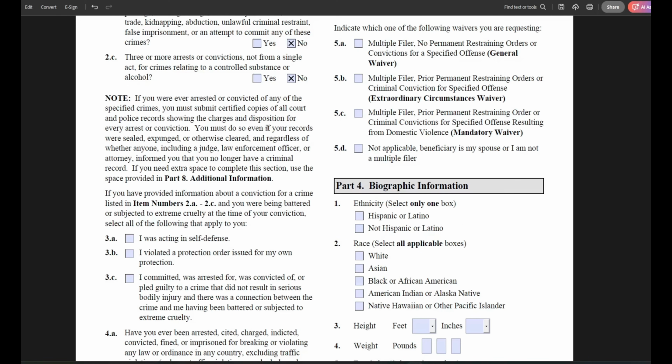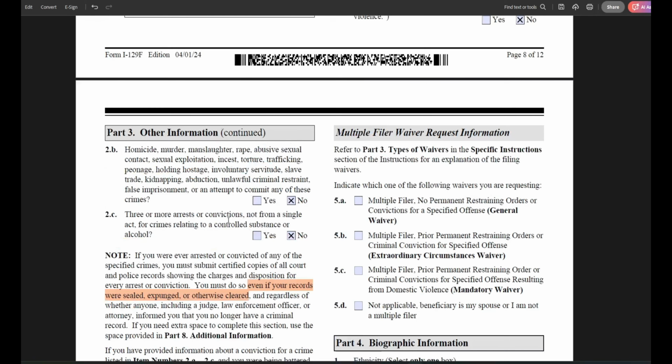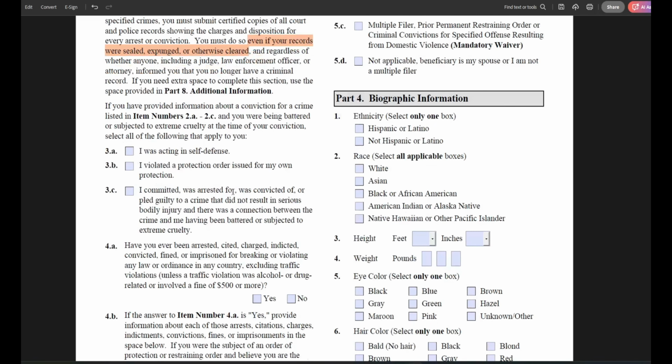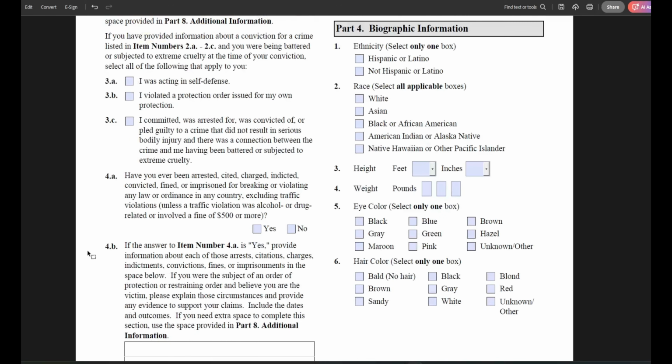Even if your records were sealed, expunged, or cleared, even if anybody told you that these records are no longer available or they're no longer on your record, you must disclose them to USCIS. If you answered yes to any of these questions, they will also ask you to then clarify over here what happened.